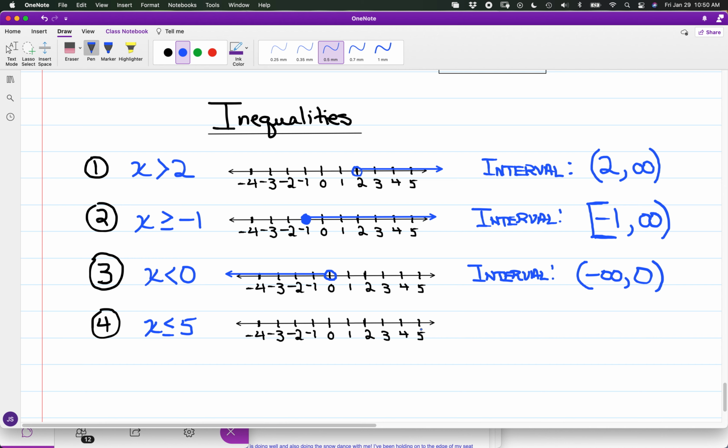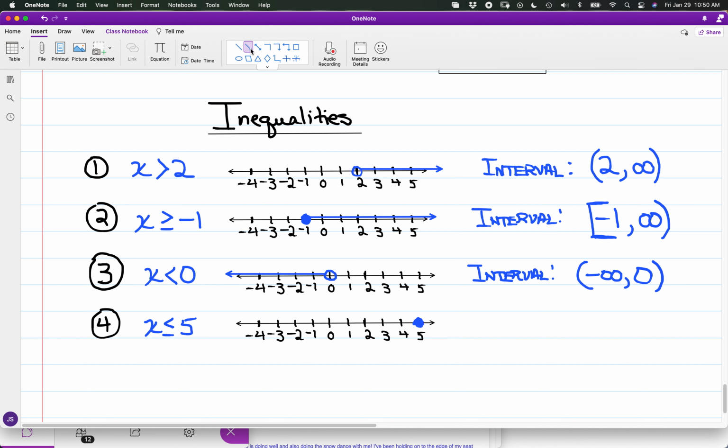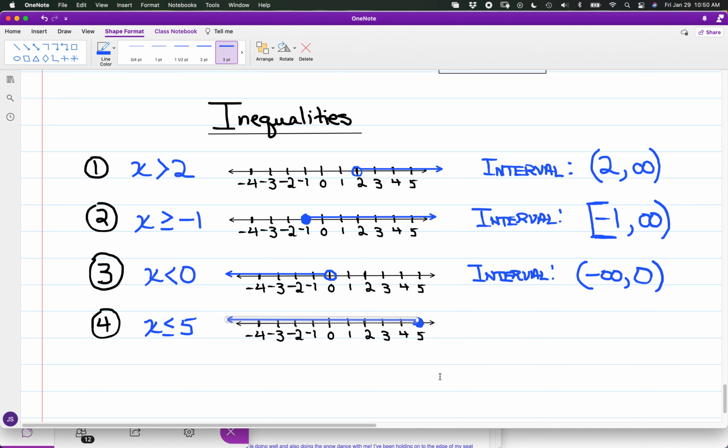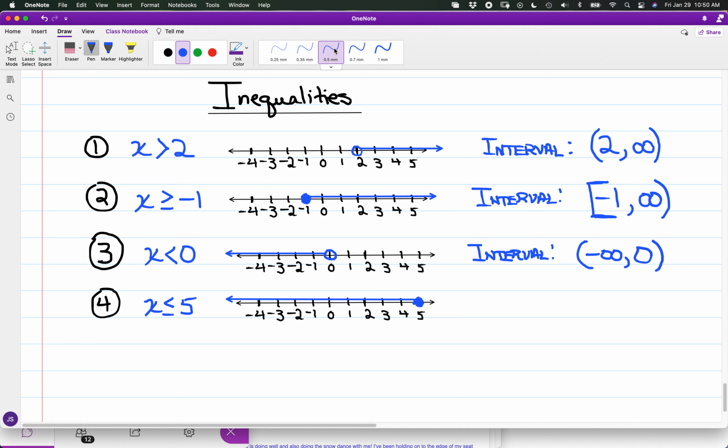For x is less than or equal to 5, you're going to have a closed point on 5. Now we have a ray that is going out to the left. And with the interval notation, we have going from negative infinity, and then approaching and including the value of 5.